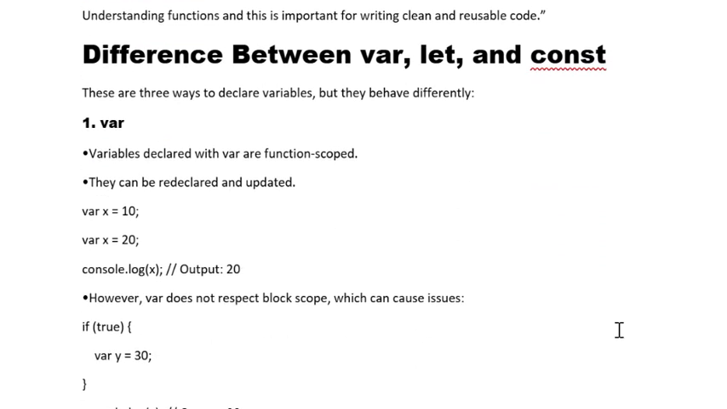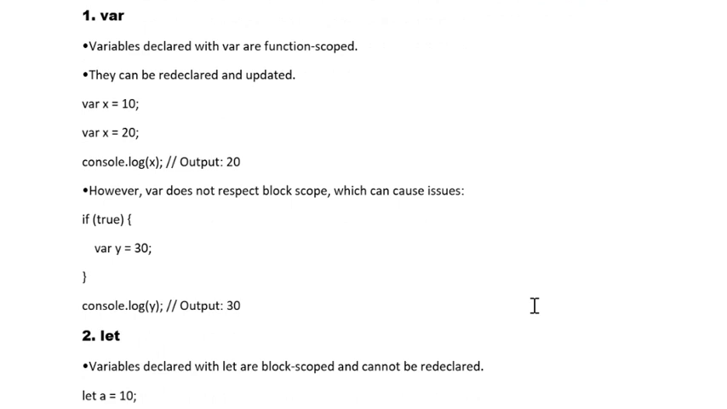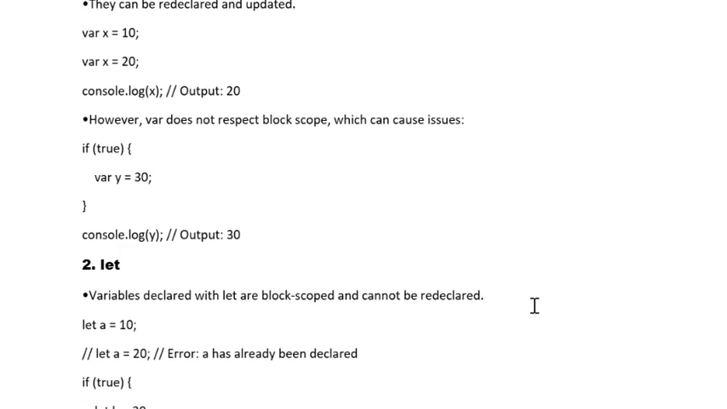And now let's move on to another topic, the difference between var, let, and const. There are three ways to declare variables, but they behave differently. Firstly, var. Variables declared with var are function scoped. They can be redeclared and updated. However, var does not respect block scope, which can cause the given error.